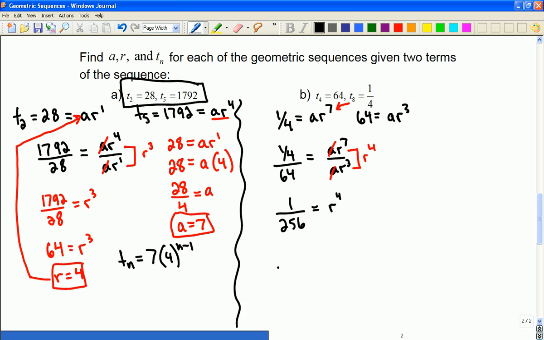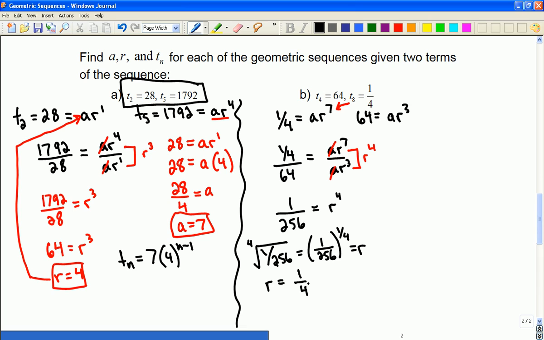And now you either need the 4th root of 1 over 256, if you're fortunate enough to have that button on your calculator, or you can raise 1 over 256 to the exponent 1 over 4. So this tells me that the common ratio was 1/4.